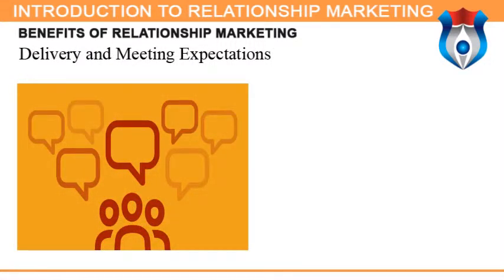Delivery and meeting expectations. If customer needs are known, it will help reduce wastage due to trial and error methods. When required product features and specifications are known, it is easier to make modifications that will please the customers and increase sales turnover. It also helps reduce costs incurred from the research and development process.